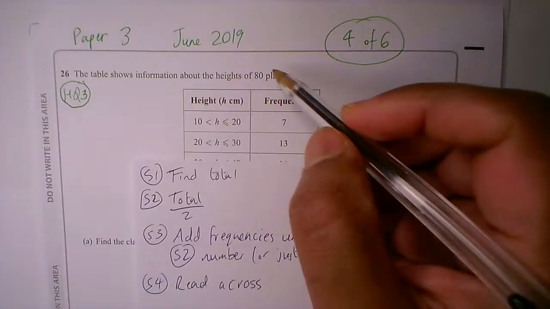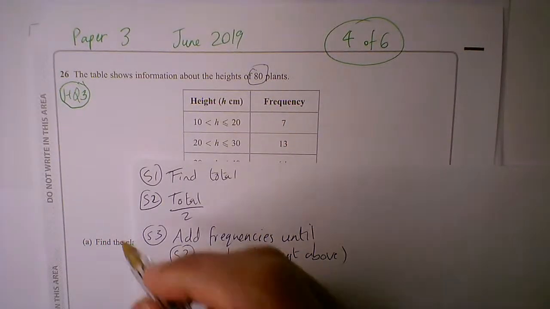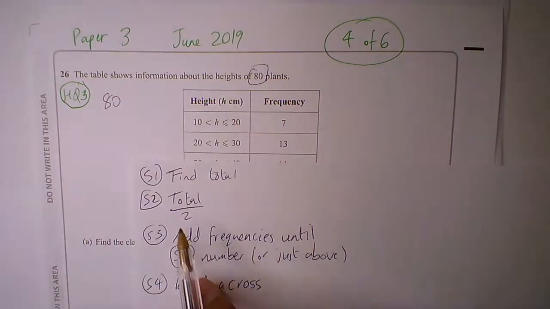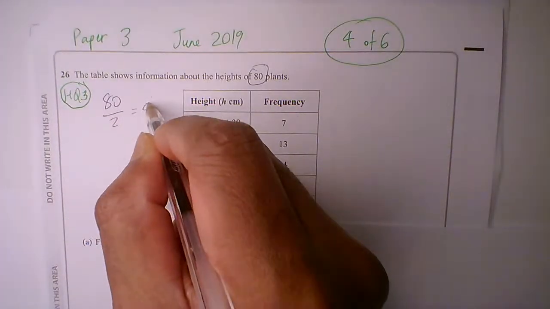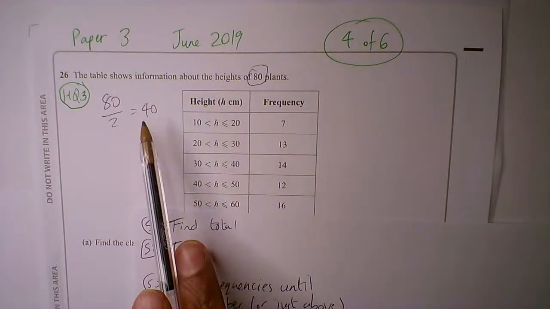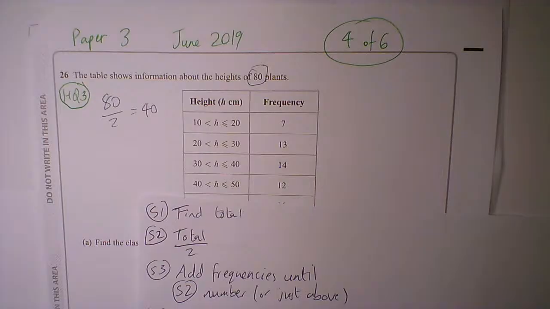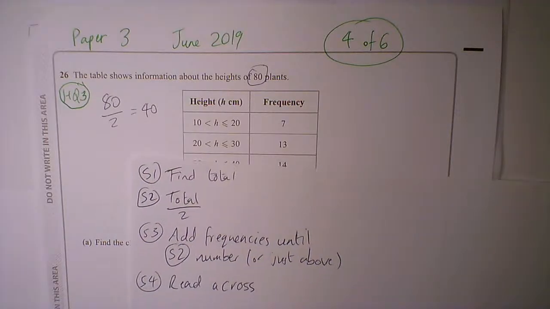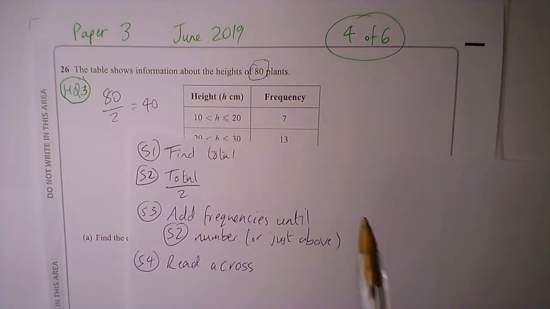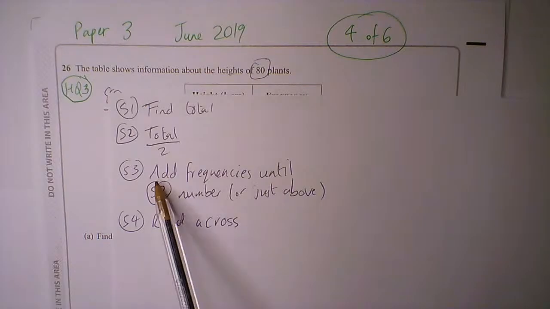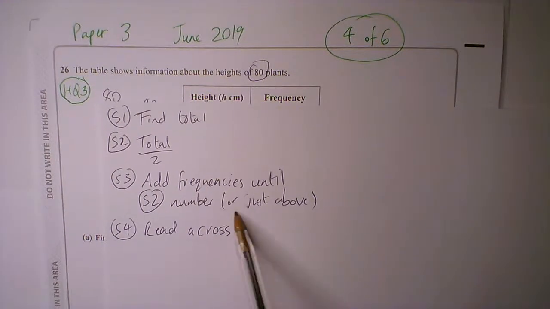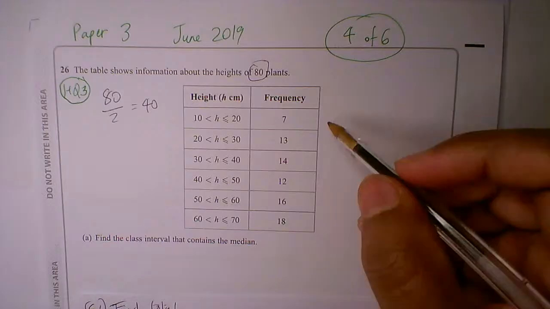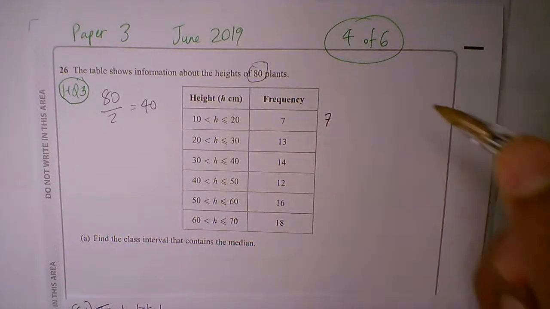So my total, I'm told, is 80 plants. So I'm going to do 80. Step 2 is divide by 2. 80 divided by 2 equals 40. So the number I'm looking for is my 40th value and 41st, but for a table. Step 3 is I'm going to add my frequencies until I reach 40 or just above. So I've got 7 here.